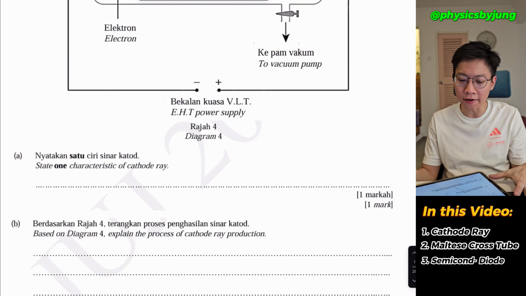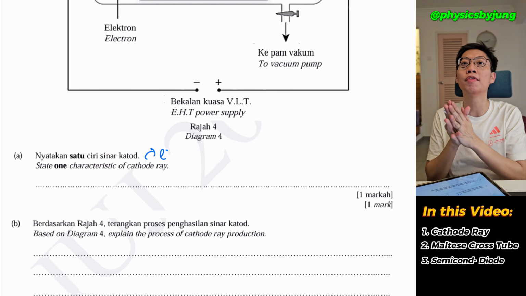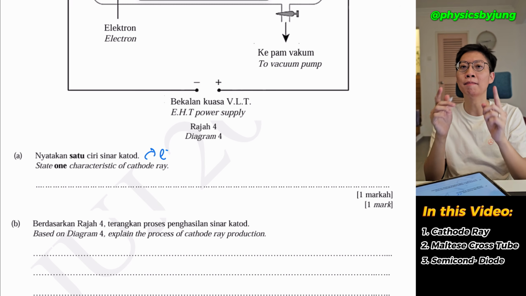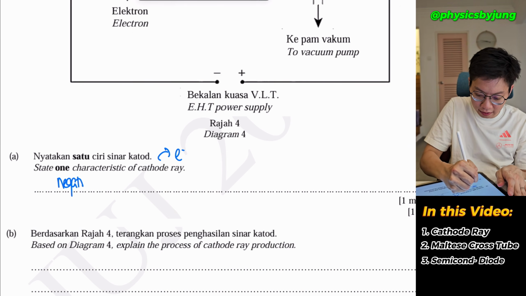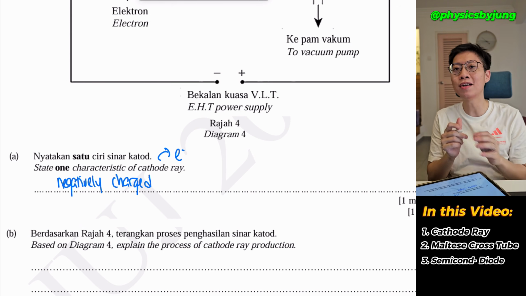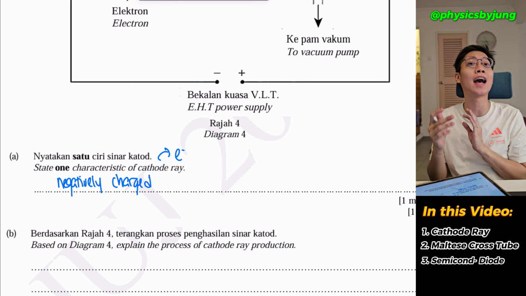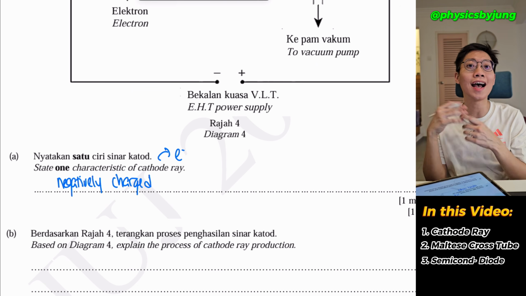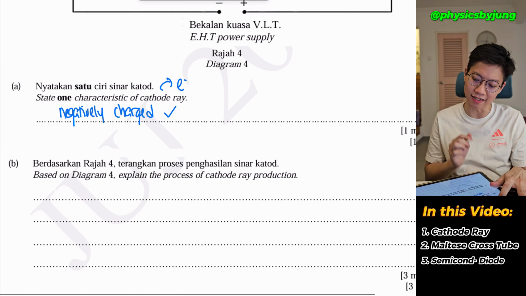Okay, so what is the characteristics of cathode ray? So actually, what is a cathode ray? A cathode ray is actually an electron beam. So you just have to remember, cathode ray is an electron beam. So usually, I will just say that it is negatively charged. Okay, because it is also a beam of electrons, you are allowed to write it has high velocity, high kinetic energy also okay, but I think negatively charged is the easiest.